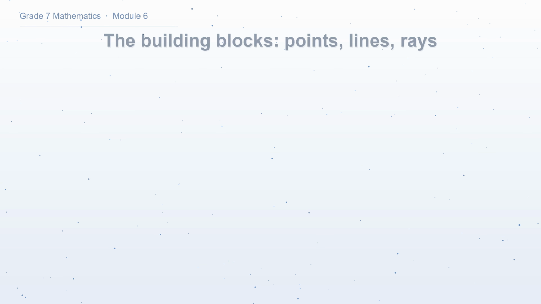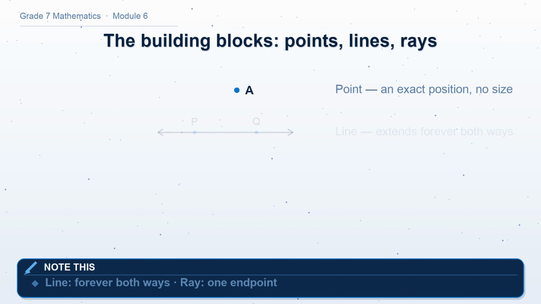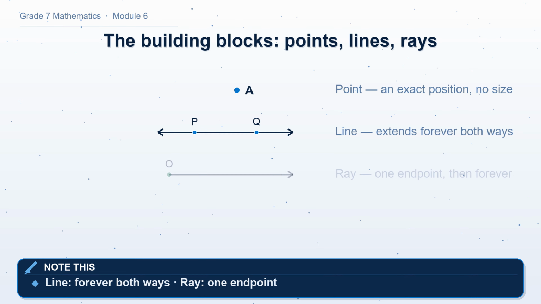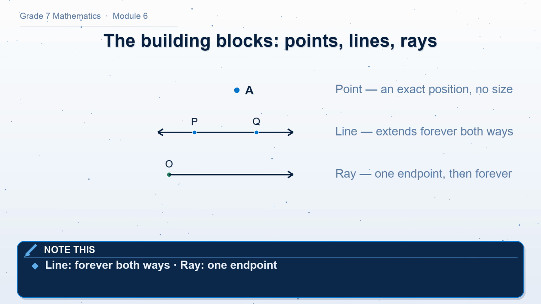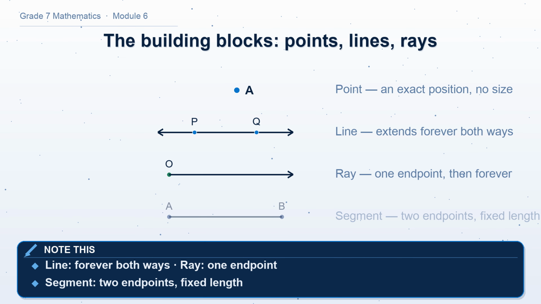Geometry starts with a few simple ideas. A point marks an exact position. It has no length and no width, and we name it with a capital letter. A line passes through 2 points and extends forever in both directions, which we show with an arrow at each end. A ray has one endpoint and travels forever in a single direction, like a beam of light from a torch. A segment is the part of a line between two endpoints, so it has a fixed length we can measure. From these pieces, every angle and shape is built.